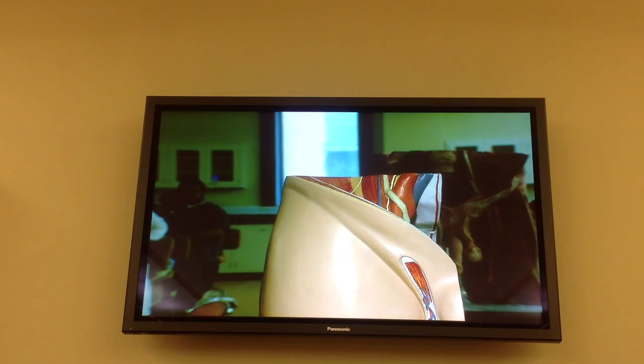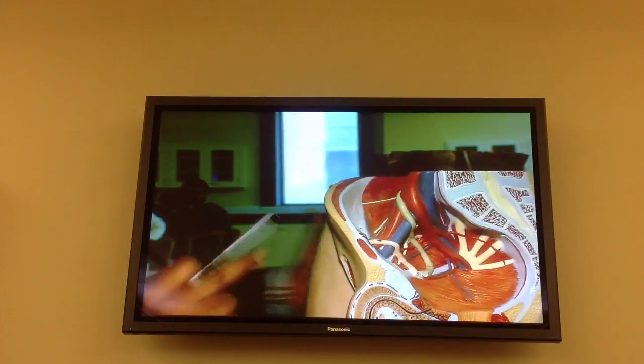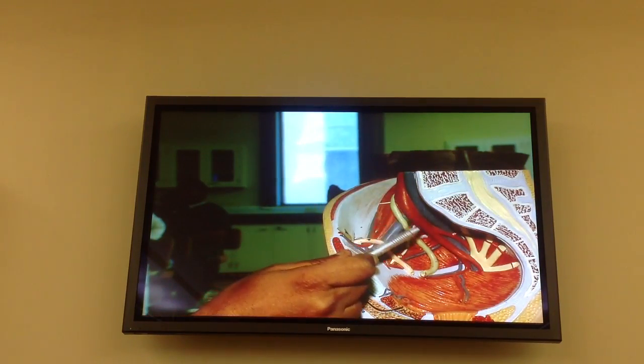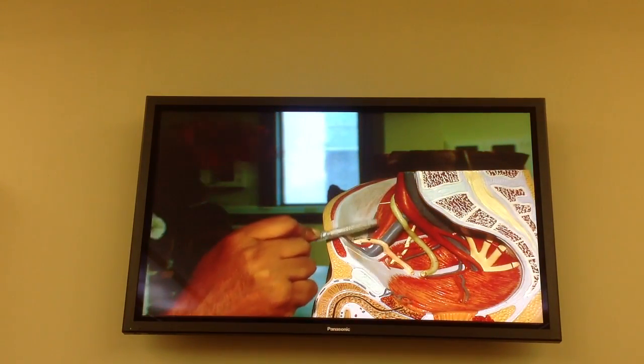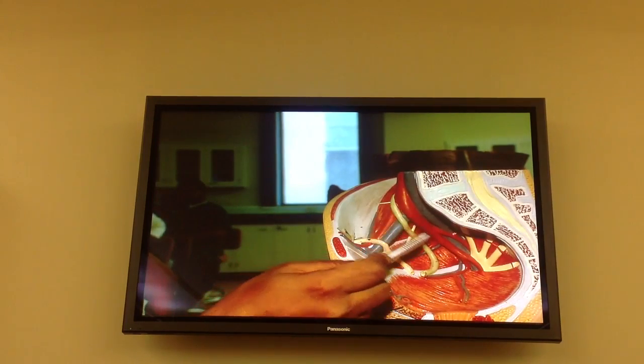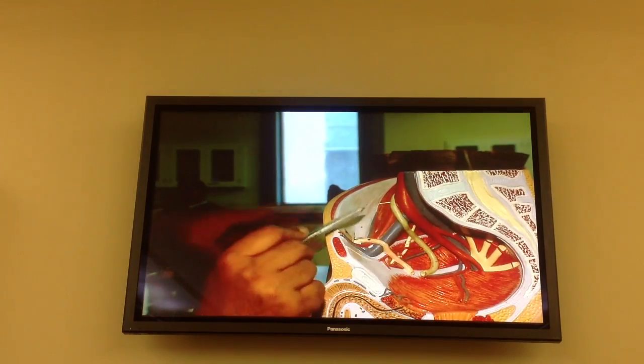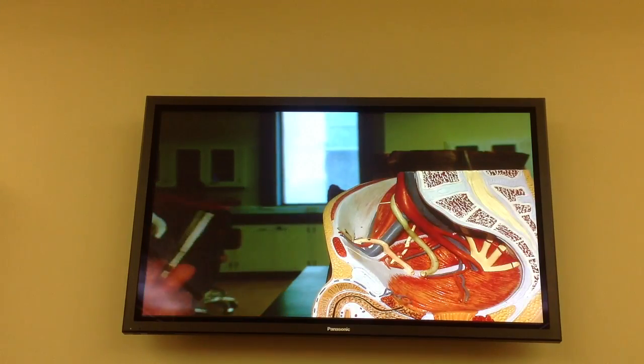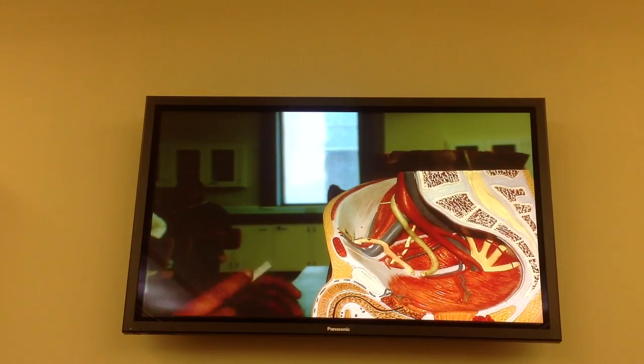What is it called? Common iliac artery. And after the common iliac artery, one goes to external iliac and the other internal. External goes and crosses the inguinal ligament to become femoral artery, like in this view.